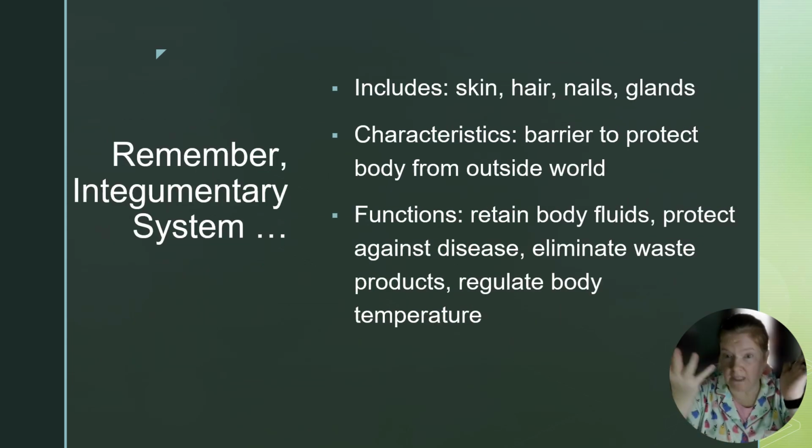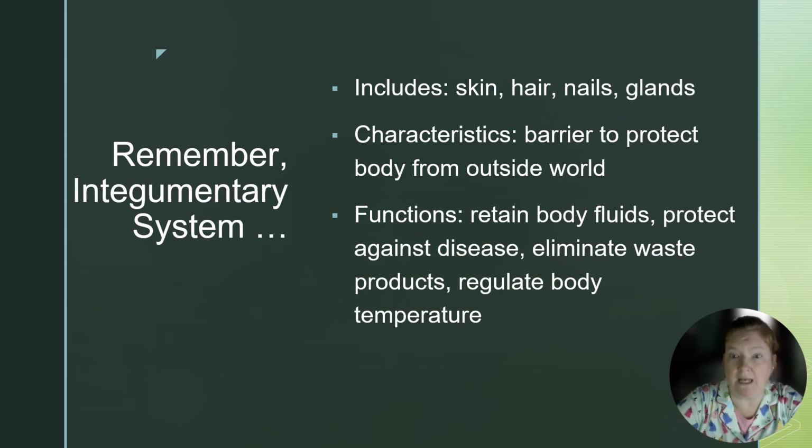So just a quick recap of the integumentary system that includes your skin, hair, nails, and glands. It is a barrier to protect you from the outside world. It retains our body fluids. It protects against disease. It eliminates some waste products, and it helps to regulate our body temperature.